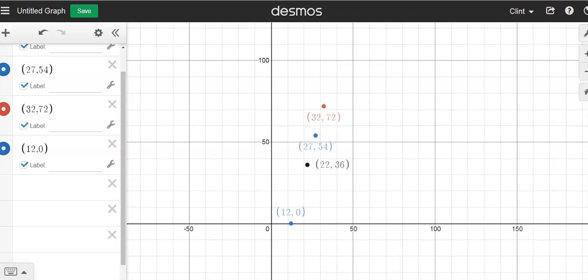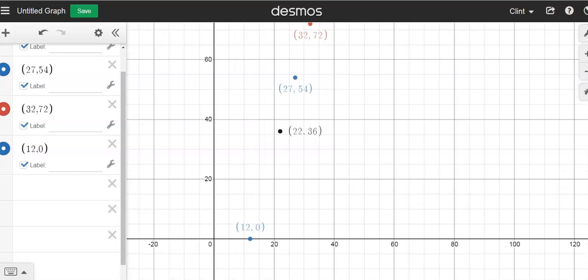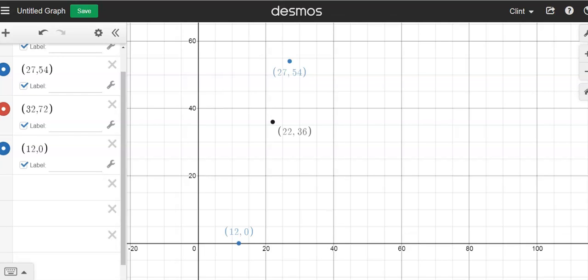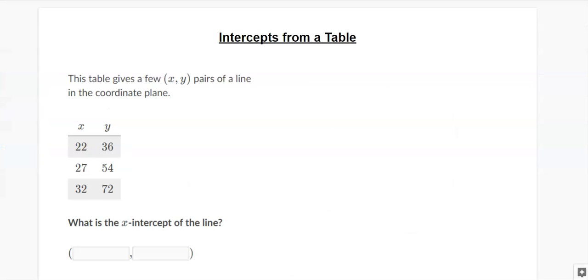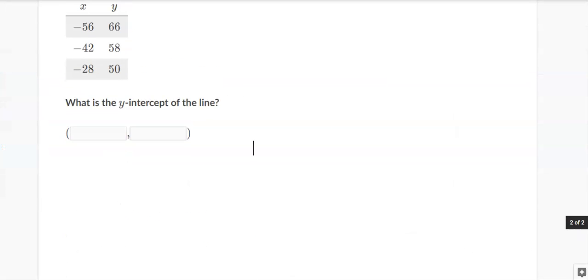And man, that looks pretty doggone good. Those things look like they are in a line, and it looks like it is going to hit right there. So just visually, this isn't a perfect sketch, but I think that right there is going to be money. I think we're all set. All right, so let's go down to the next one.